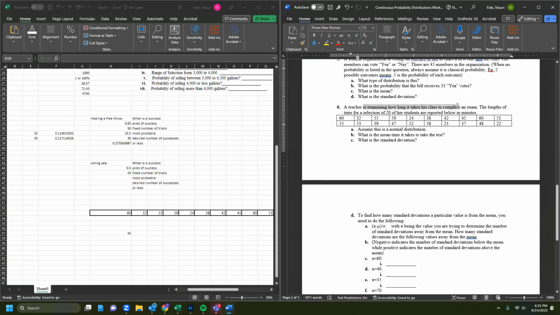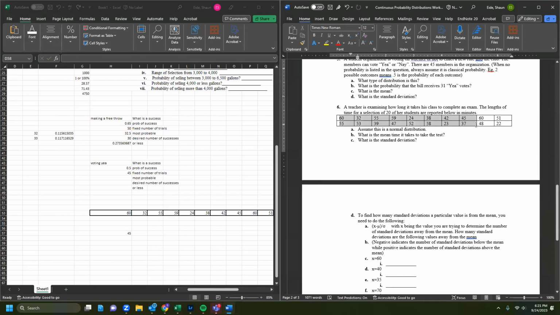So a teacher is examining how long it takes for his class to complete the exam. The length of times of the selection of our 20 students are reported below. This right here is a population. And the reason why is this is it says for a selection. Oh, so the time for a selection of 20 of her students. So this is just a selection of 20 of her students. So this would be a sample.